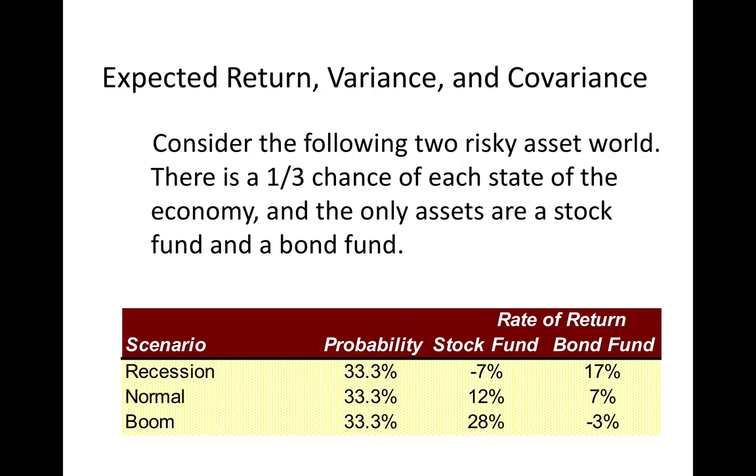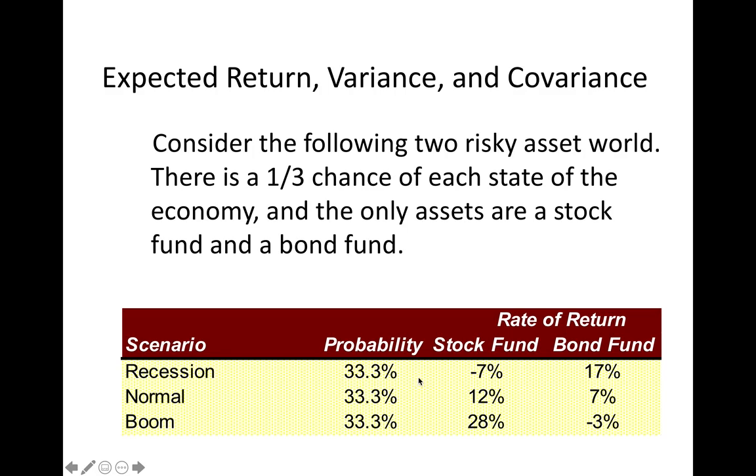Consider the case where you have two risky investments, and for the state of each economy, you have a 1/3 chance, or a 33.3% chance, of the economy behaving in a certain way. The only assets you have are a stock fund and a bond fund. In terms of scenario, let's say we have a recession, the possibility of a normal economy, and also the possibility of a boom. Each of these has an equal chance, meaning 33.3% of a chance of happening.